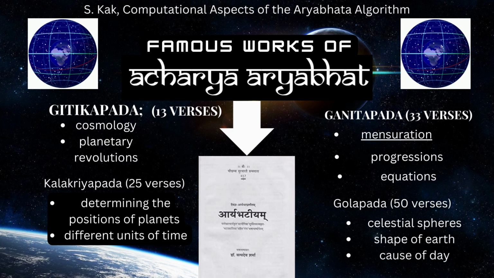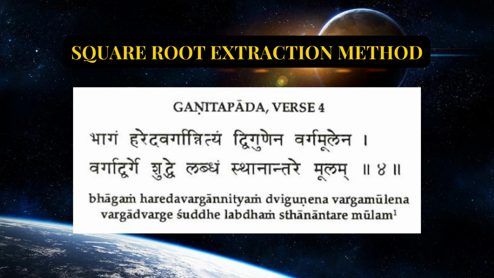And the next part is Kal Kriya Pad. This pad or part talks about determining the position of planets. It talks about different units of time, and then Golpad, which talks about the celestial sphere, the shape of the earth, and the cause of day. So now let us move on to the square root extraction method, which is taken from Ganitapad verse 4.